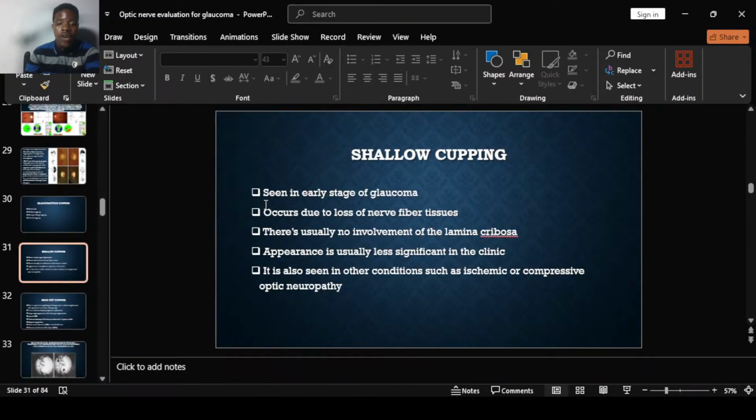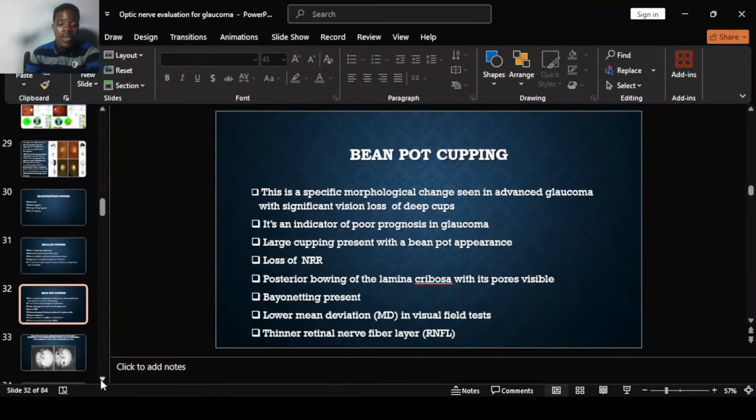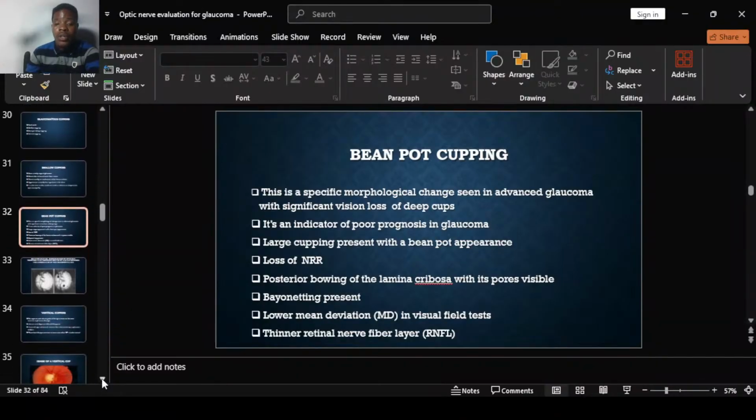In the shallow cupping, usually seen in the early stage of glaucoma, it occurs due to loss of nerve fiber tissues, and there's usually no involvement of the lamina cribrosa. The appearance is usually less significant in the clinic, and it's also seen in other conditions such as ischemic or compressive optic neuropathy.